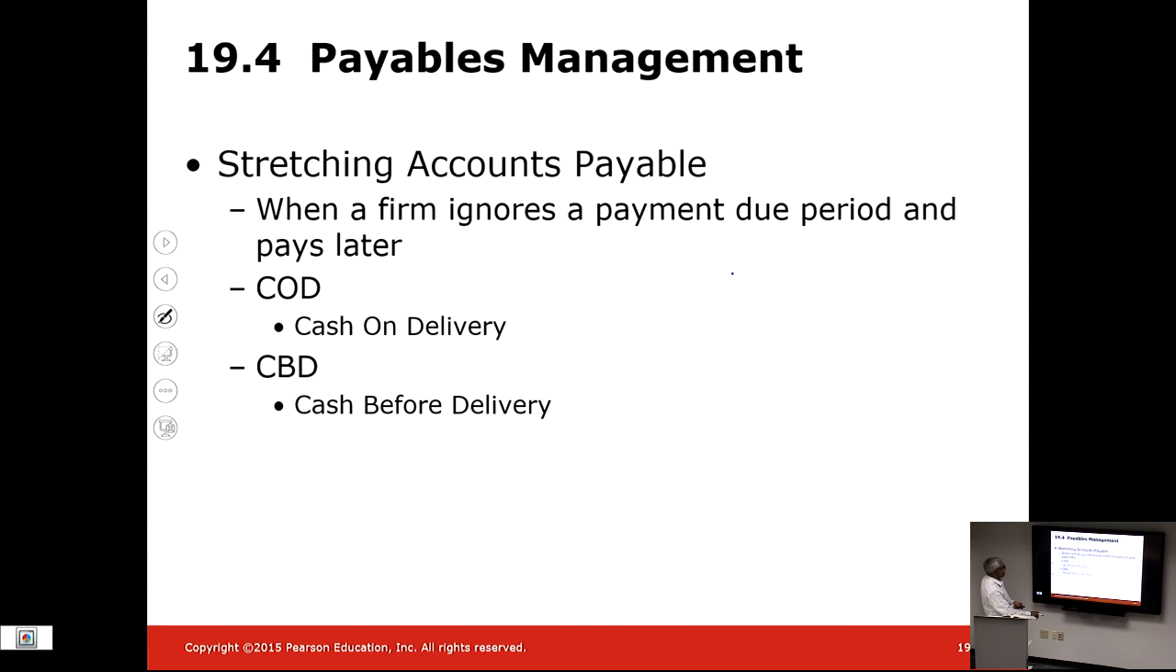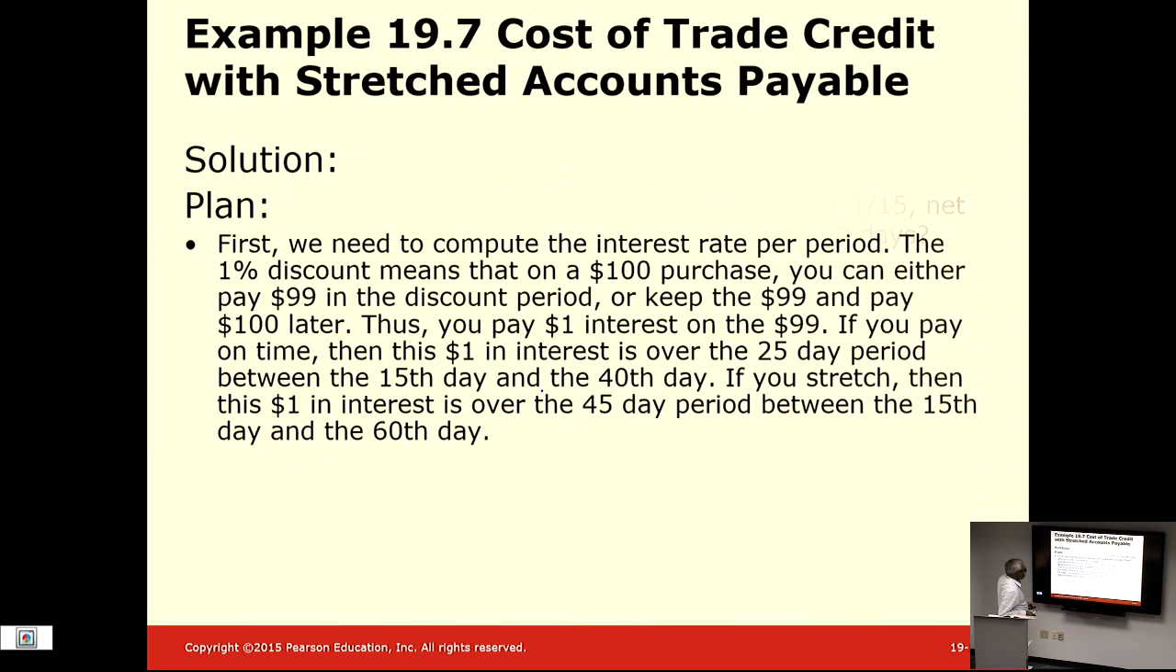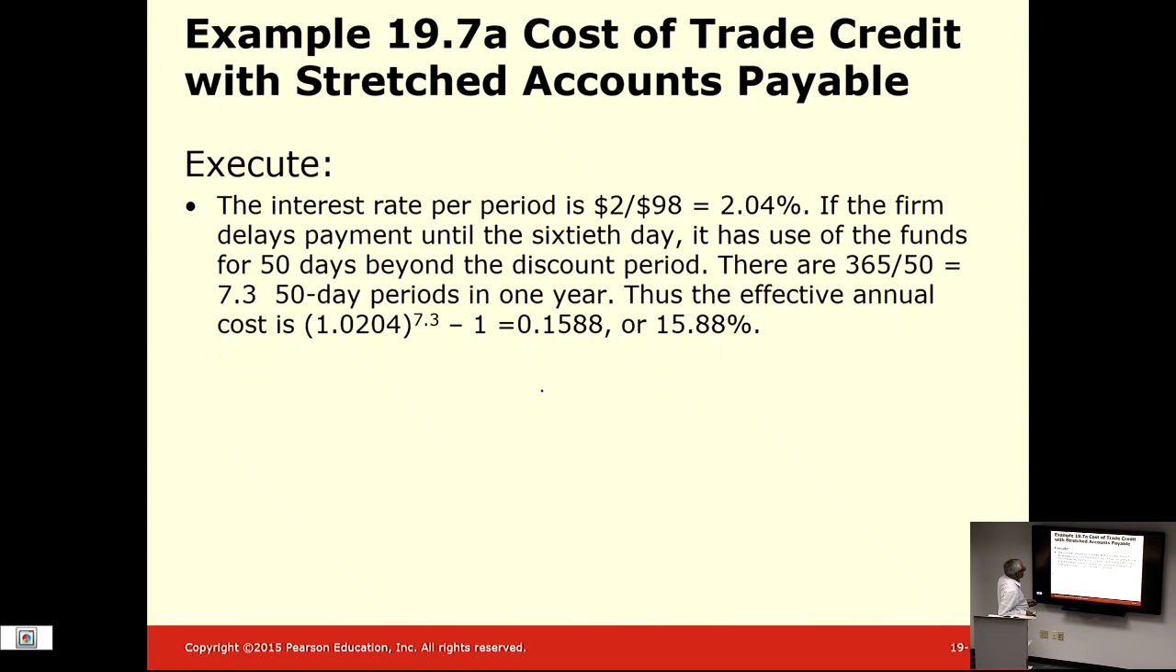And one of the ways in which accounts payable can be stretched out is when a firm ignores a due date and pays later. If you stretch it out too much, then you may not receive the terms of credit, you will receive what is called a COD, cash on delivery, which means you have to make your accounts payable effectively zero. Or sometimes it could be negative, cash before delivery. Your reputation is so poor in the market, your credit ratings are so poor in the market that nobody will trust you with any product until you pay them cash upfront or sometimes even before a delivery period. Okay.